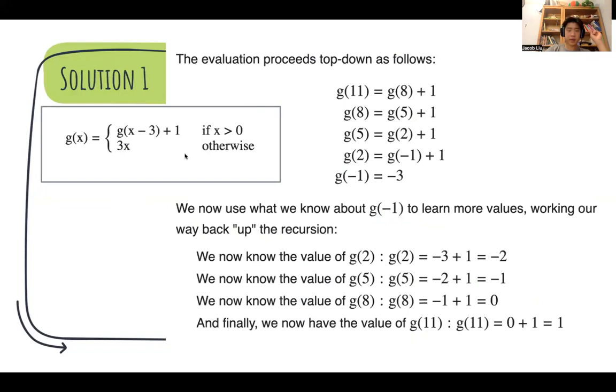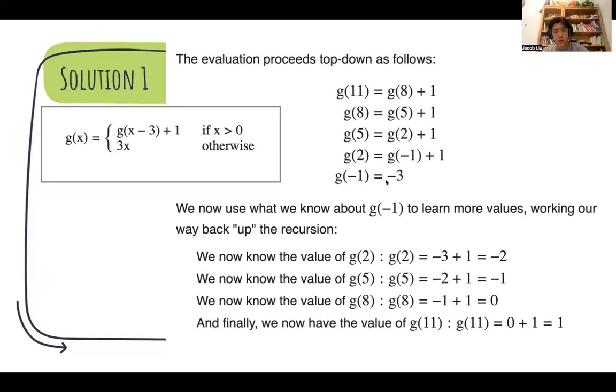I put the problem here just so you can see it, but this is the answer. You start from g of 11, and you can see that's greater than 0, so it's equal to g of 11 minus 3, which is 8, plus 1. G of 8 is equal to g of 5 plus 1. G of 5 is equal to g of 2 plus 1. G of 2 is equal to g of negative 1 plus 1. Now you can see that x is not greater than 0, so g of negative 1 is just equal to 3x, which is 3 times negative 1, which is negative 3.